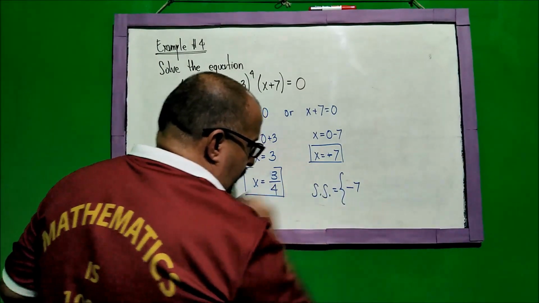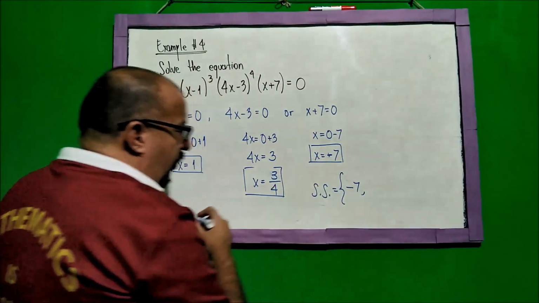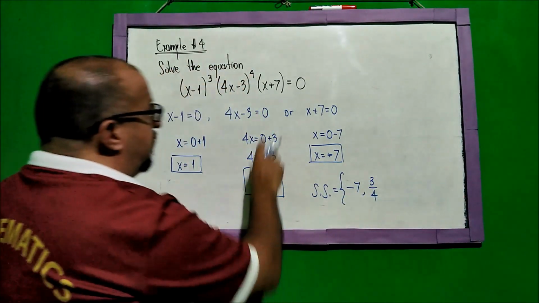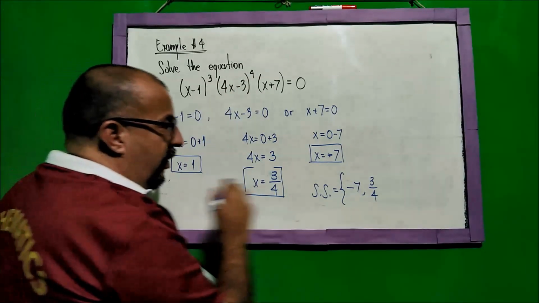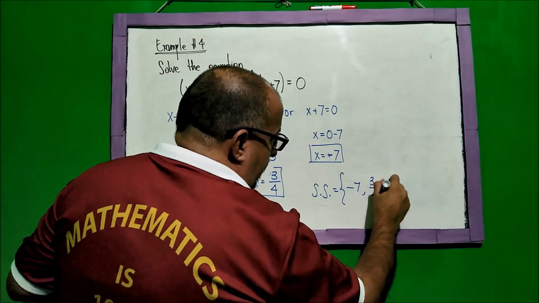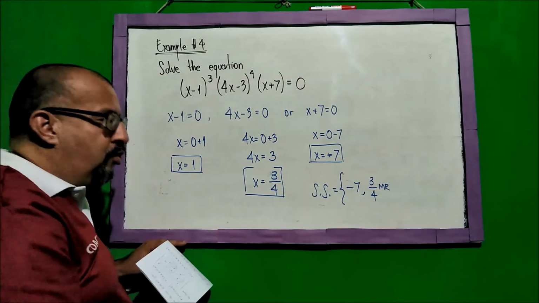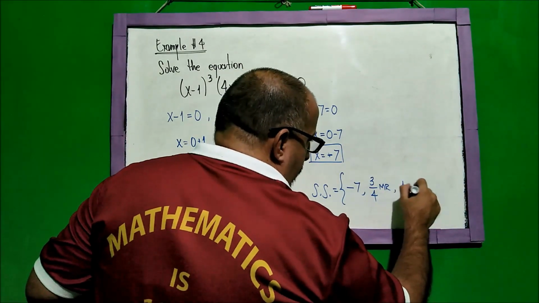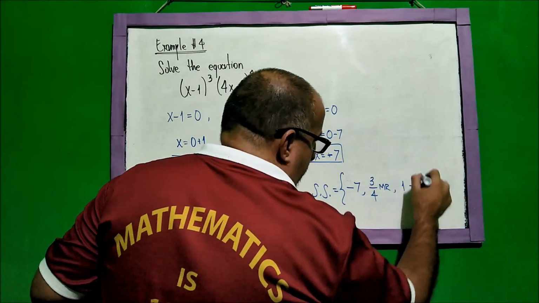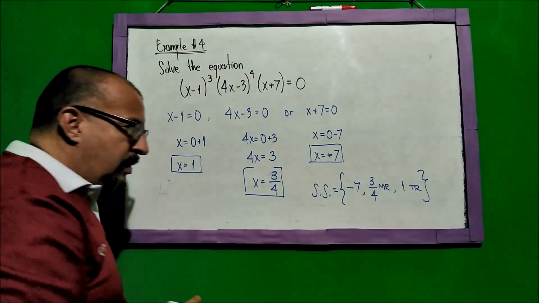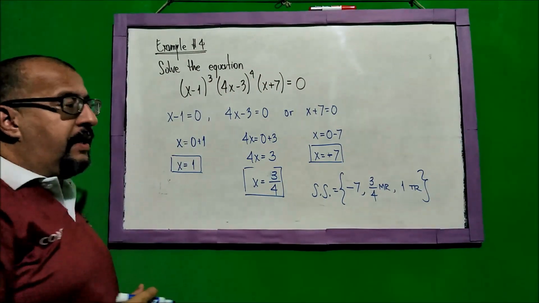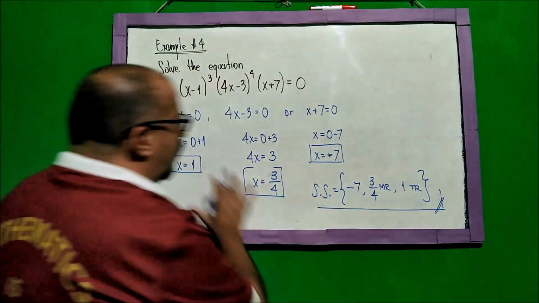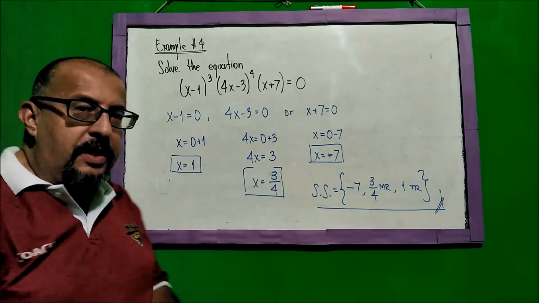So negative 7, which is the smallest value. Then we copy 3/4, and to 3/4, since we have a 4th power, we're going to add the initials MR, which means multiple root. And to this one, which is positive 1, we're going to add the initials TR, which is triple root. Triple root because we have it repeated 3 times. So in this case, this is the final solution to this polynomial equation that is written in factor form.